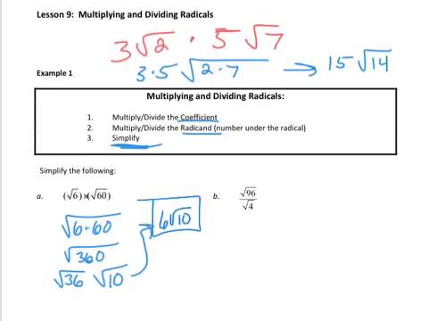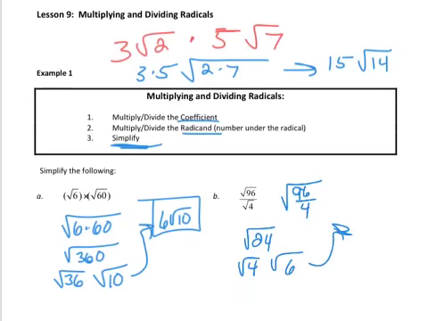In the second case here, I have radical 96 over radical 4. Again, you would divide coefficient by coefficient, but since they're both 1, your outside coefficient is going to remain a 1. And then 96 divided by 4. We can divide radicand by radicand because I can rewrite it like this. The square root of 96 over 4. When I do that, 96 divided by 4 is 24, and then that can be reduced. Radical 4, radical 6, which in the end gives me 2 radical 6.